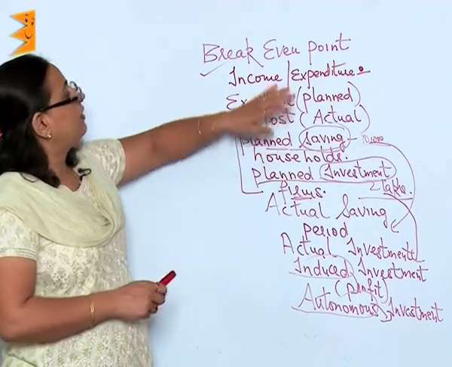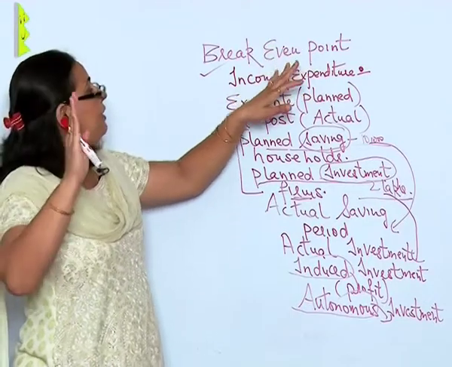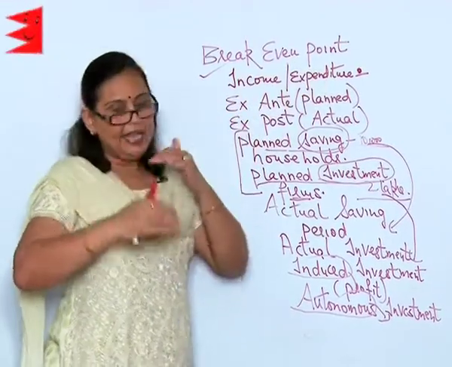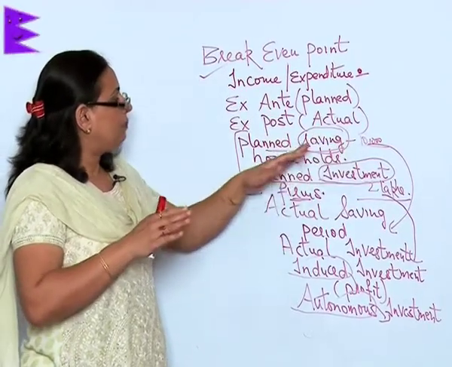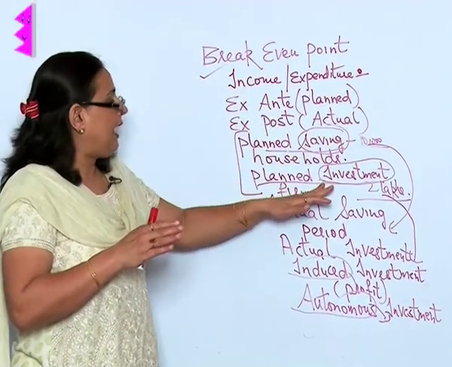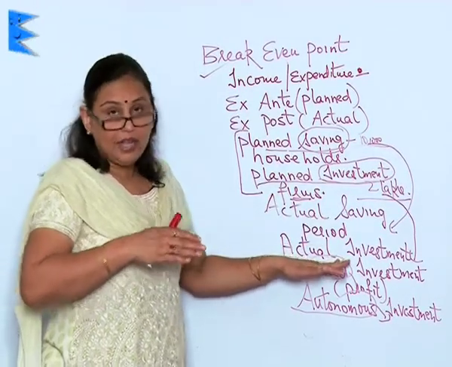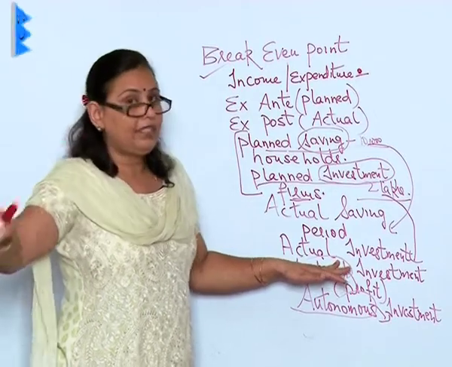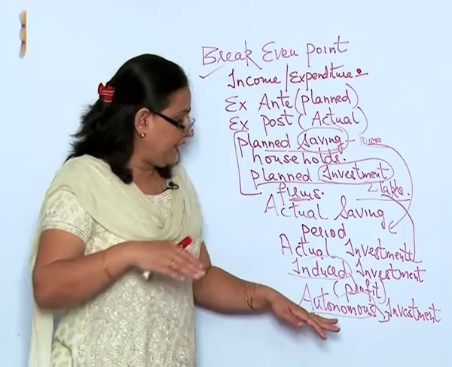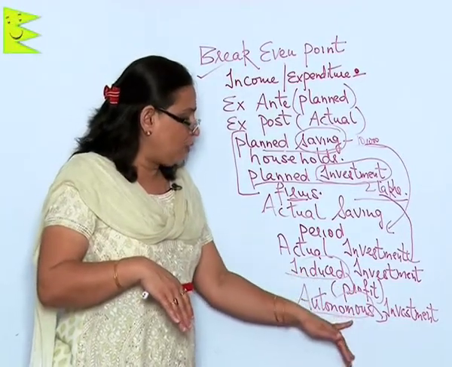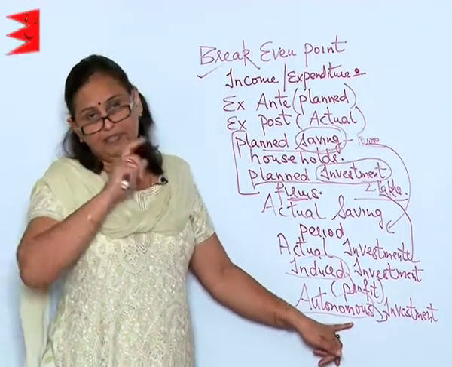So, these are the points: break-even is when income and expenditure come at par, ex ante is what we plan, ex post is what is actual. The planned saving is household, planned investment is firm, actual saving and actual investment come about only after a certain period of time, and induced investment is done for profit by the private firms, while autonomous investment is done by the government for welfare measures.